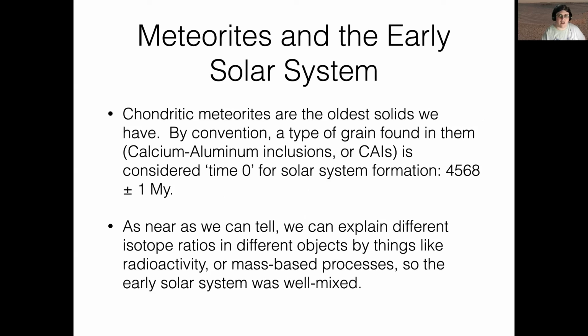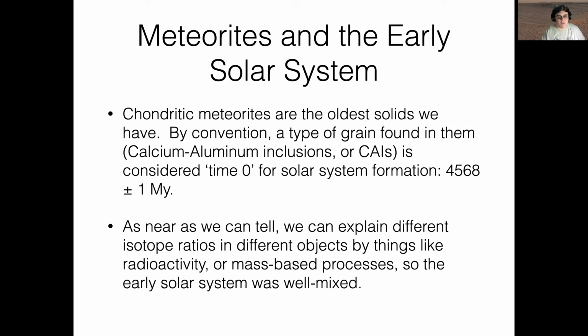So meteorites are going to be our calendar. They're the oldest rocks we have, and by convention, one certain type of grain, calcium aluminum inclusions, is considered our time zero for solar system formation. And we know that age to within 1 million years.